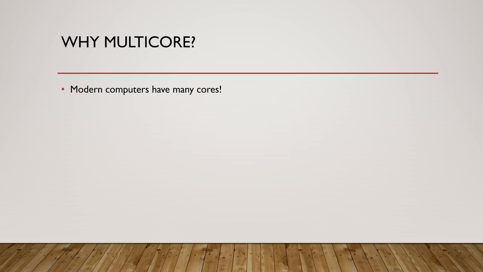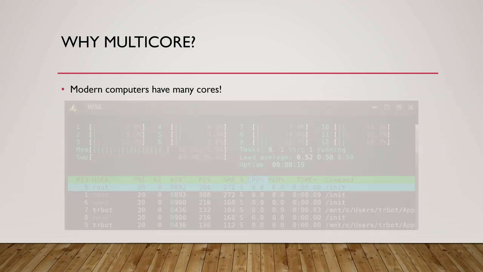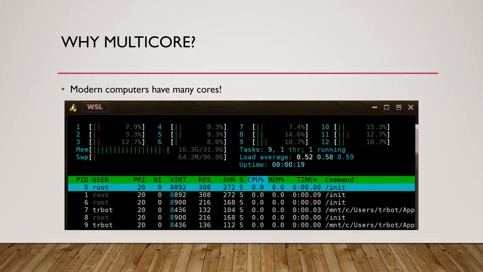So why multi-core? Well, multi-core systems are ubiquitous these days. The cell phone sitting on my desk has 8 cores. The desktop I'm using right now has 12. If I open up HTOP on my desktop, you can see the CPU utilization of my 12 CPUs.